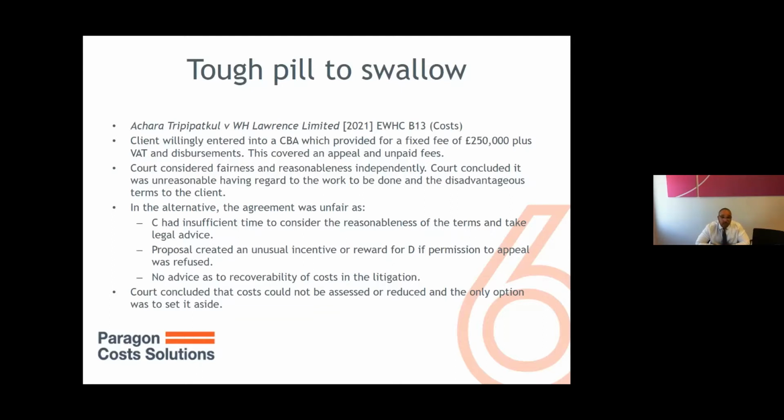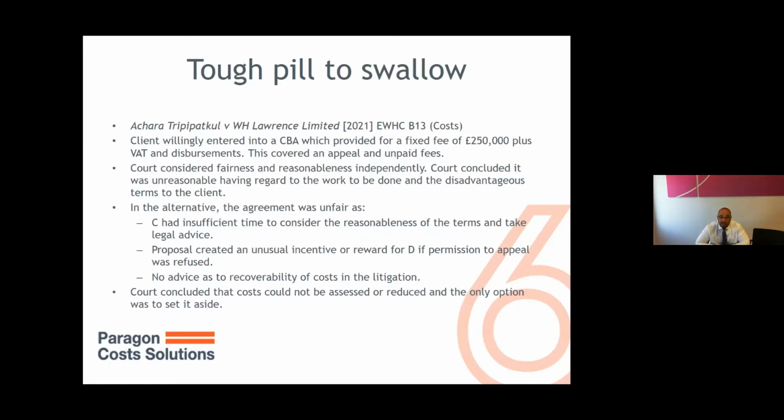Well, the client willingly entered into a CBA in this case, providing for a fixed fee of £250,000 plus VAT and disbursements. Now, this was intended to cover both an appeal, which was pending, where permission was being sought, but also unpaid fees. So the client had unpaid fees, and the solicitor said, well, I'll tell you what, we'll mop all this up into one fixed fee, £250,000 for everything you owe me and everything I'm going to do in relation to the appeal. And the client later challenged this.